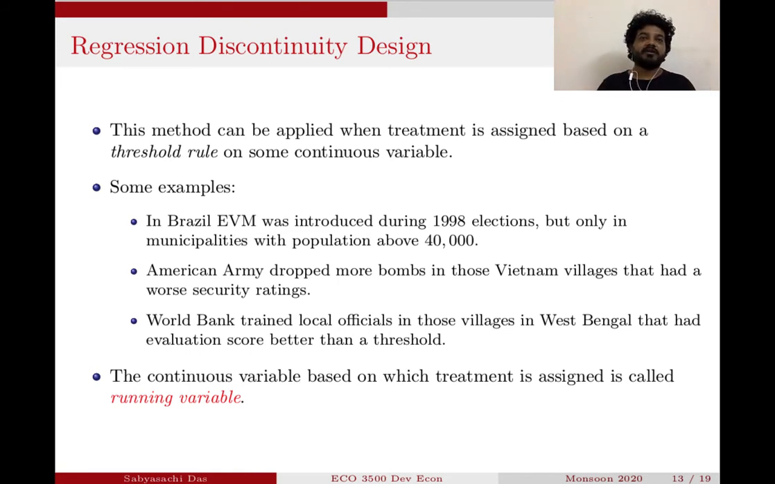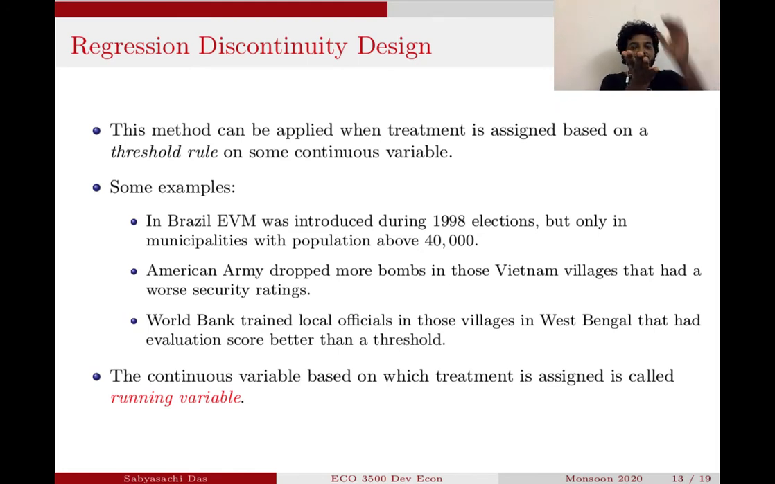So the West Bengal government used to have these surveys where they would collect information about how well each village is performing in terms of governance, and they created some score based on this. So a higher score means a better performing village, right? It's similar to this Vietnam example. And the World Bank took those scores as given, and they basically selected the top 60% of villages from that score list.